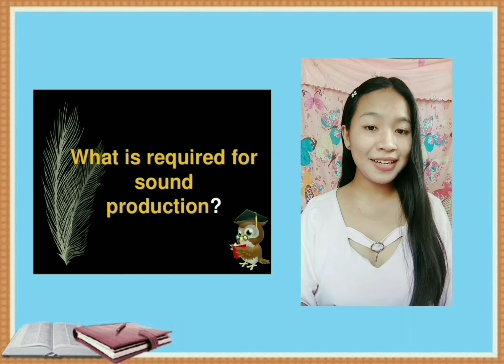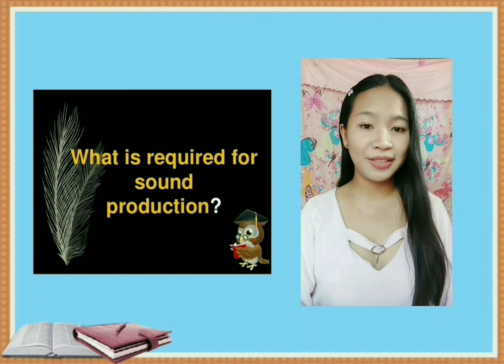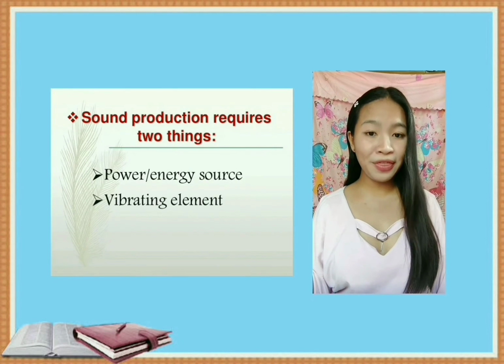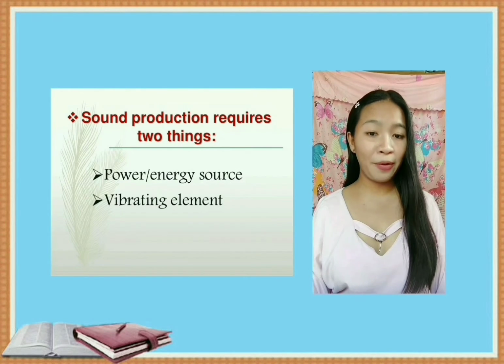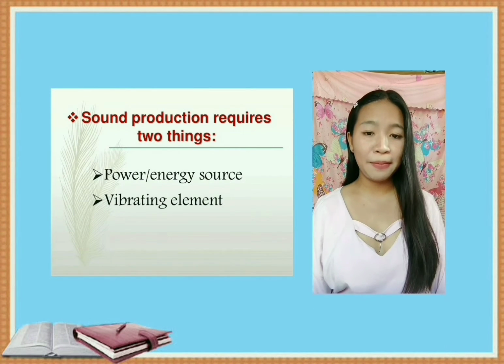Before we discuss articulation, let us first answer the first question here. What is required for sound production? Sound production requires two things. The first one is the power or the energy source, and the second one is the vibrating element or the vibration.